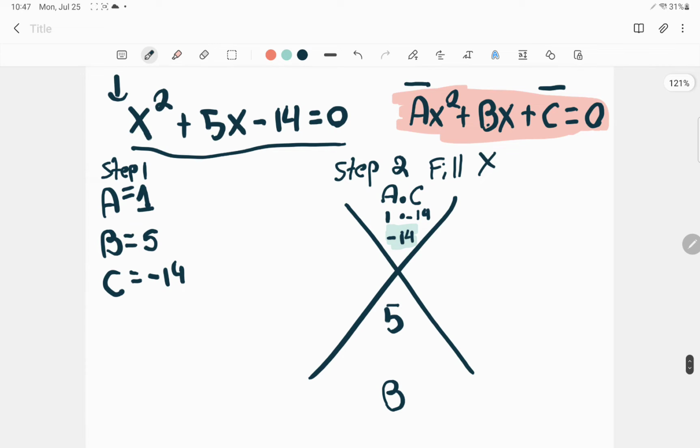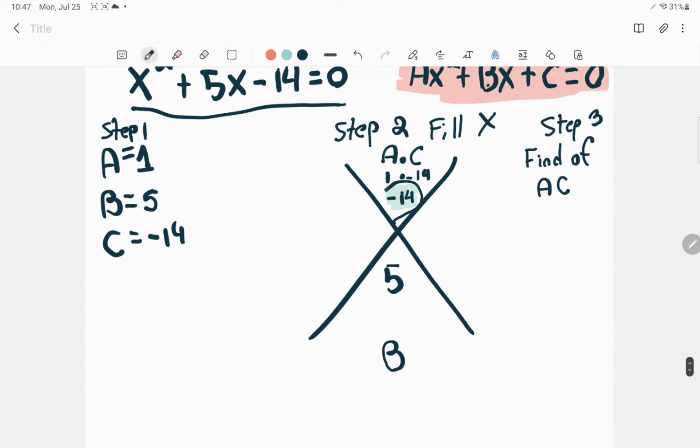Okay. Step number 3. And it's going to be find factors of AC. So we're going to have to find factors for this guy right here. So I'm going to put negative 14. But in this case, it doesn't matter about the negative. Don't worry about the negative. We're just looking for what numbers give me 14.